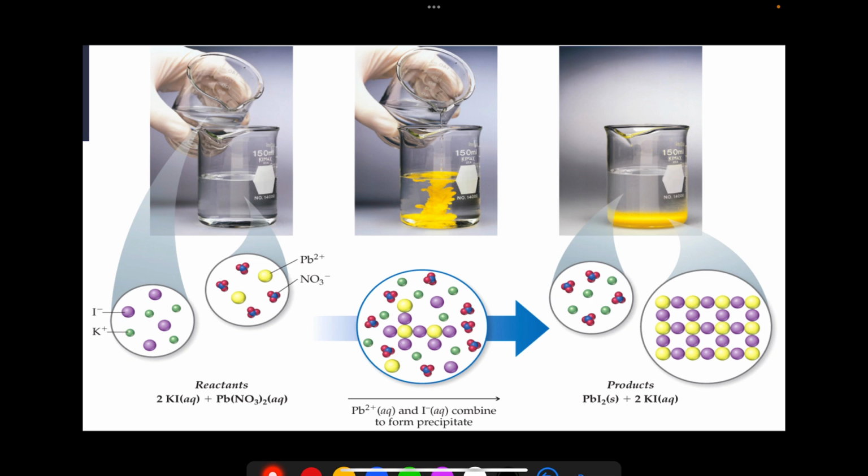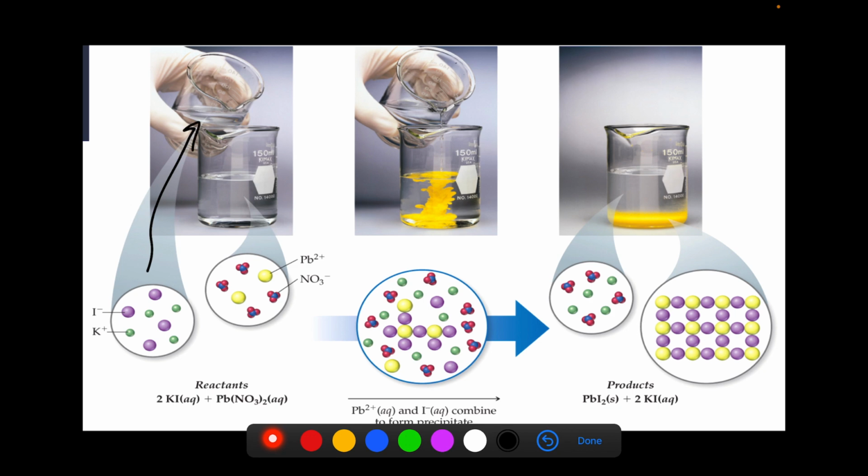Here's a macroscopic look at a precipitation reaction. In this case, we have KI in this beaker here, so K plus and I minus. Recall that dissociates completely. We have Pb(NO3)2 in this beaker, which essentially means we have Pb2 plus and NO3 minus ions. When you pour one into the other, the lead and iodide ions are going to find each other and form an insoluble product, PbI2. That's our precipitate. It sinks to the bottom as a solid. The other spectator ions remain in solution.